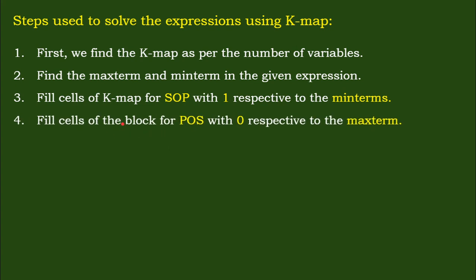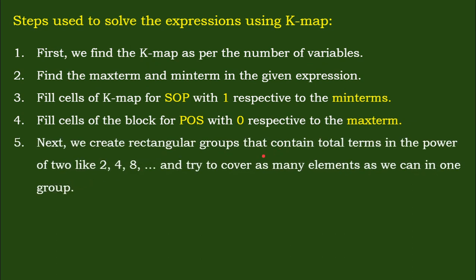And fill the cells of the block for POS with 0 respective to the max. So that means when there are min terms, you have to use the value 1. When there are max terms, you have to use the value 0. This is the way you have to fill the K-map.